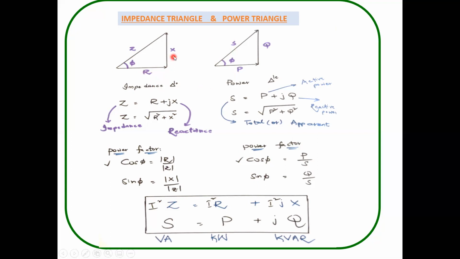When I multiply I squared X, we can produce Q. That one is nothing but, with the help of reactance, we can have some reactive power. The combination of these two things, the effective value here, is total power, and that one is nothing but S, which is equal to P plus jQ.